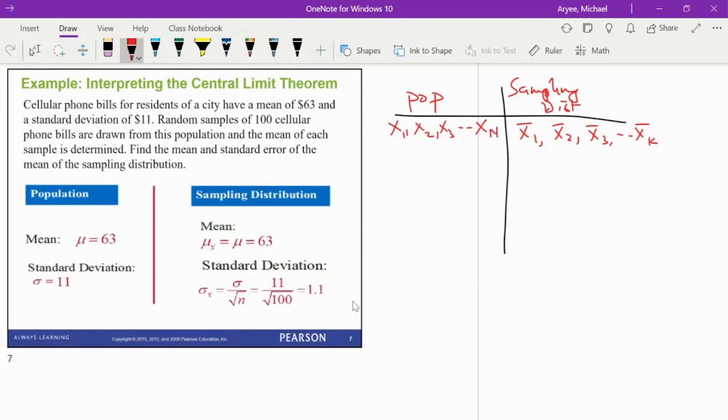So in this question, usually a question will give you only the population side. So the mean they're giving you here, mu is 63, is only for the population side.